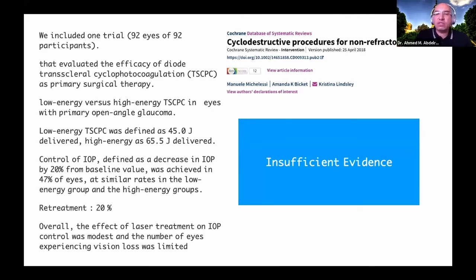Insufficient data doesn't mean that the procedure is bad. No, it's still insufficient data, with the recruitment of patients, to make sure that it is safe to move to have cycloablation as the first line of therapy.